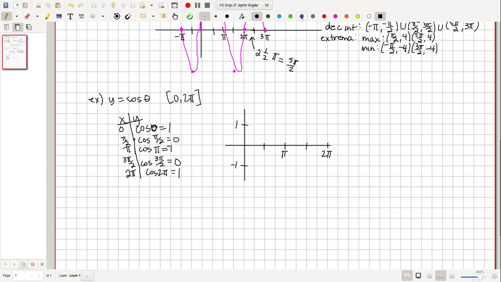All right, so let's start graphing. My first point right here is 0, 1. So 0, 1, right here. My next point is pi over 2, 0, so that's here. At pi, we are at negative 1. 3 pi over 2 is 0, and 2 pi is back. So we're back to where we started again. So this is going to be one full period.